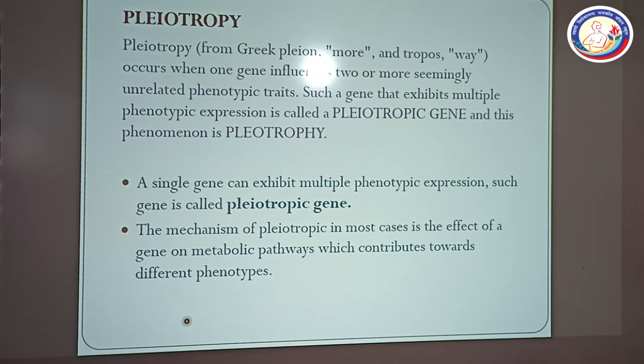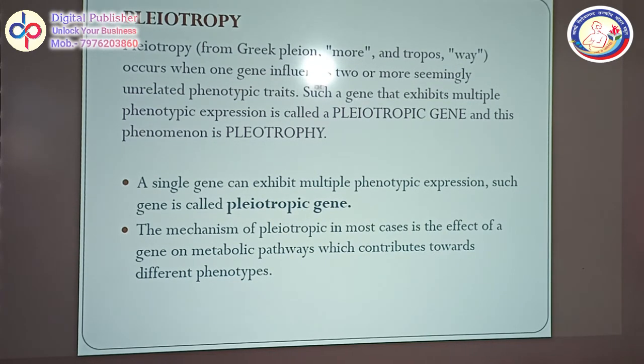What is pleiotropy? The word pleiotropy is derived from Greek words, pleion means more and tropos means way. Pleiotropy occurs when one gene influences two or more seemingly unrelated phenotypic traits. It means one gene is influencing two characters which are phenotypically not related. Such a gene that exhibits multiple phenotypic expressions is called a pleiotropic gene, and this phenomenon is called pleiotropy.